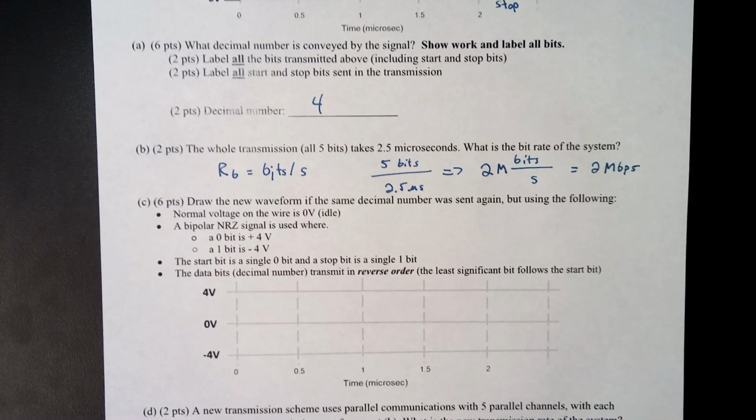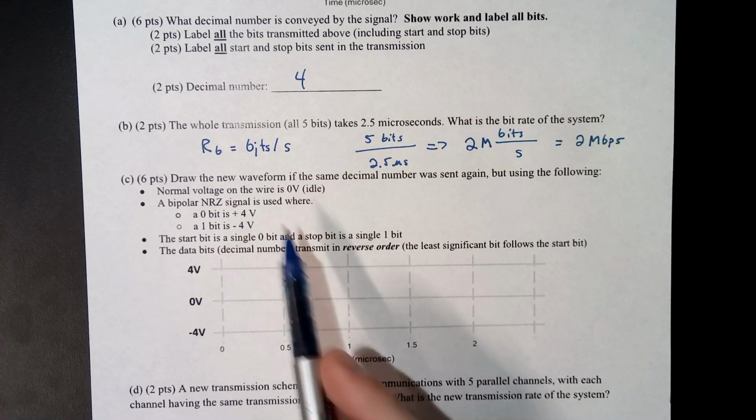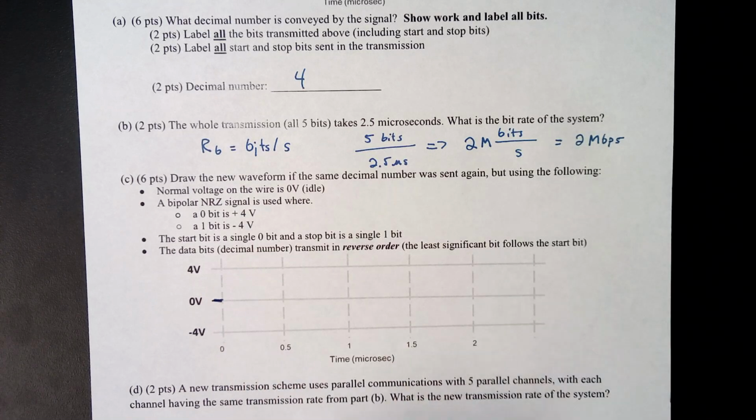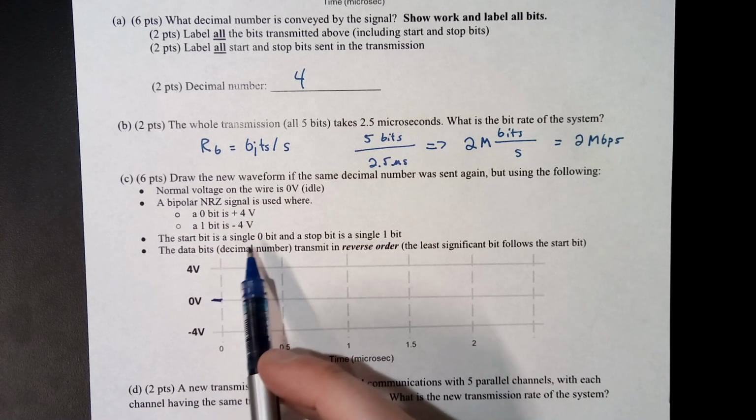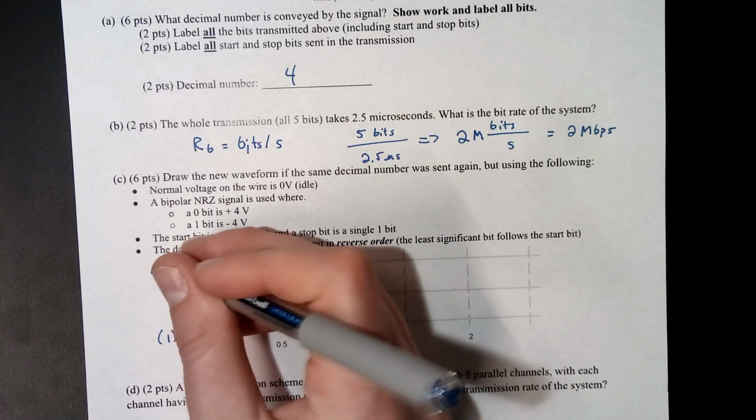On to part C. So this is asking us to draw a new waveform if the same decimal number was sent again, but using the following protocol. So normal voltage is 0 again. So we're going to start off here before we send anything, right? A 0 bit is 4 volts. A 1 bit is negative 4 volts. So this is going to be a 1. This is going to be a 0.